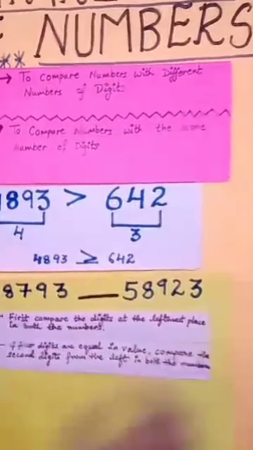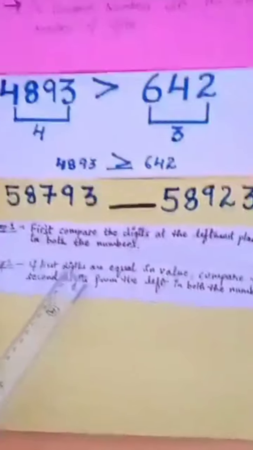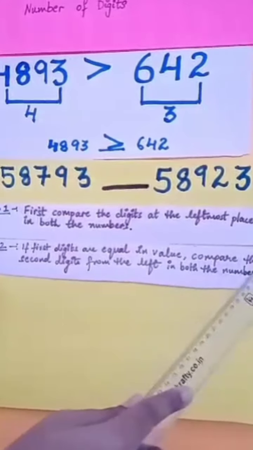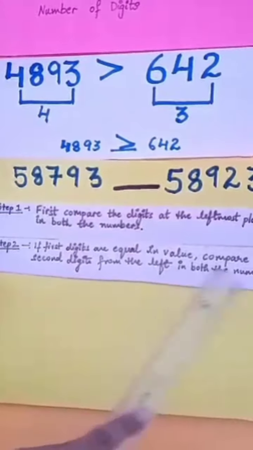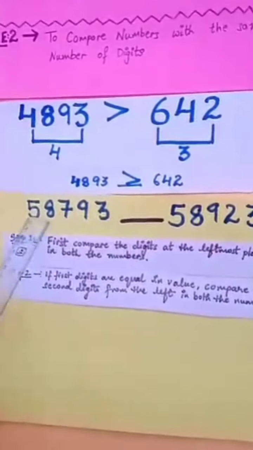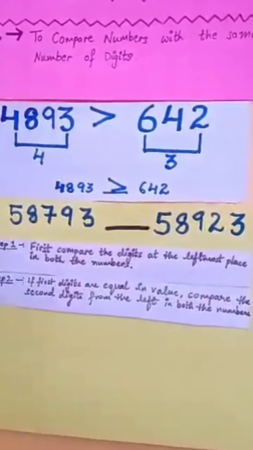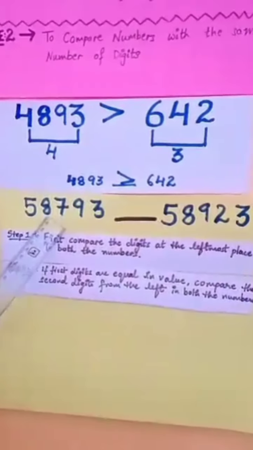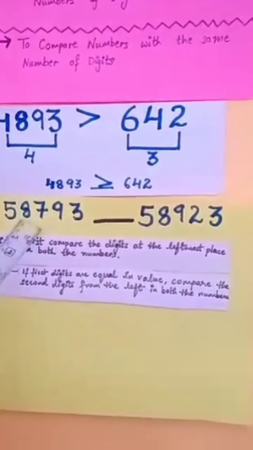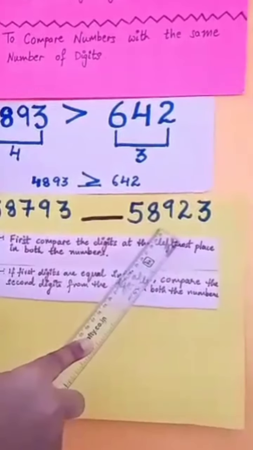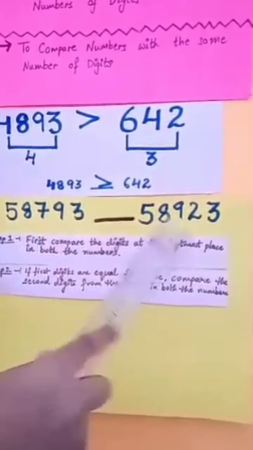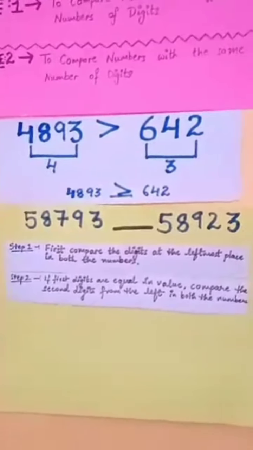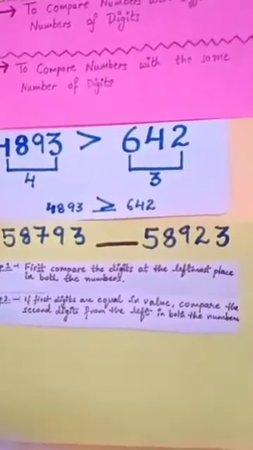Step 2 says, if first digits of both the numbers are equal in value, we'll compare the second digits from the left in both the numbers. So we compared 5 and 5 here. Now we'll move to the next, the second highest, that is in the thousands place we have here 8. Even in the second number we have 8 here. Again the comparison is not possible. Correct? So we'll move to step 3.